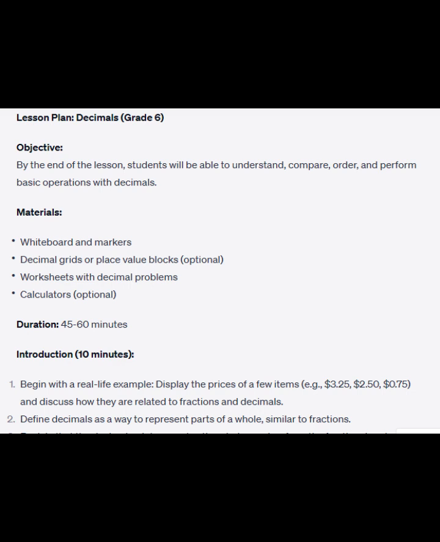Decimal grids or place value blocks, optional. Worksheets with decimal problems. Calculators, optional. Duration, 45 to 60 minutes.